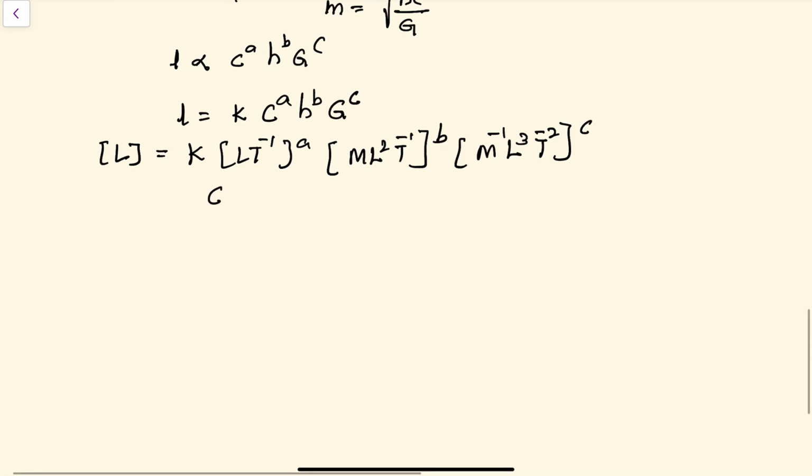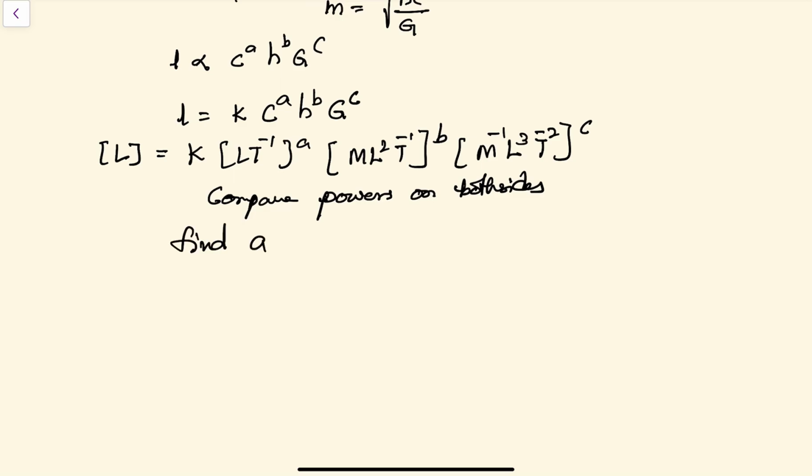So compare powers on both sides. Compare powers on both sides and find a, b, c values and substitute in the relation. Okay, just you do it. You'll get the length L is equal to under root of G h by c cube. You'll get it.